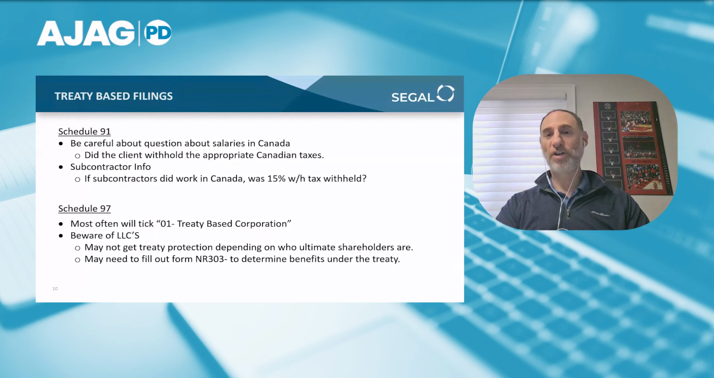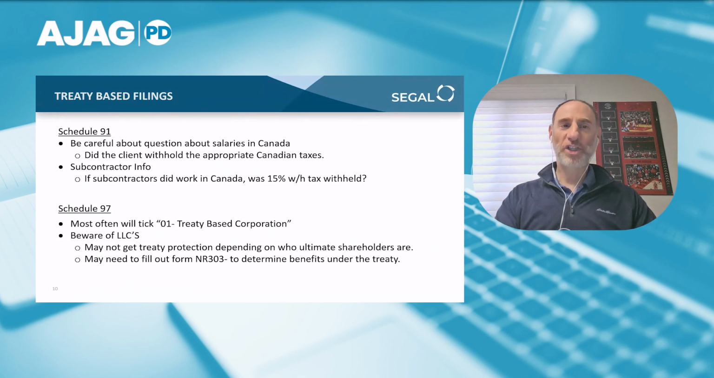If a foreigner in a non-treaty country is a shareholder of an LLC, that LLC will not get treaty protection. If, alternatively, it's an individual in a non-treaty country who owns a C Corp, that C Corp gets treaty protection. It doesn't matter who the shareholder is. There is a form called an NR303 that will often determine the benefits under the treaty.